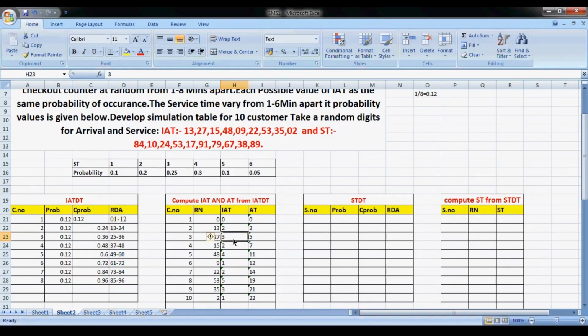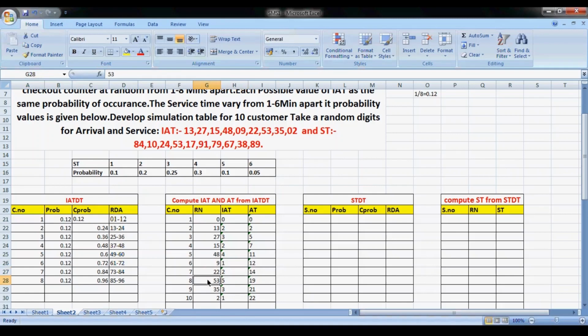We'll write a 3. Next is the random number 15. The 15 is falling under this range, so its value is 2. So I'm writing 2. Next is 48. The 48 is falling under this range, so its value is 4. We have to write 4. Next random number is 9. 9 is falling under this range, so its value is 1. So we have to write a 1. Next is the random number 22. 22 is falling under this range and its value is 2. So we'll write a 2.